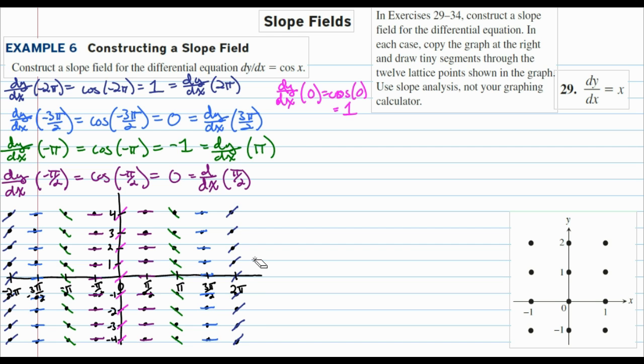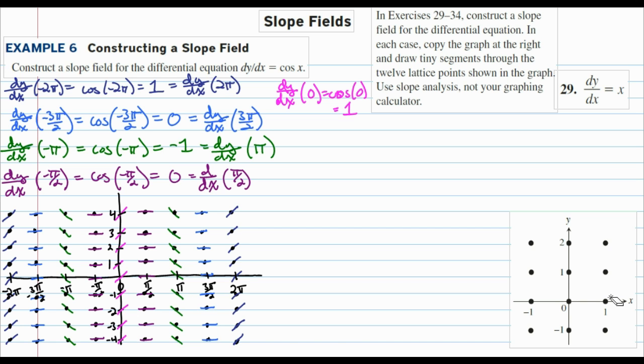Now try problem number 29. It says construct a slope field for the differential equation, and in each case copy the graph at the right and so on. Okay, we're going to do the same thing as example 6, but instead of making up our own slope field that's humongous, usually the problem will give you a window range that they want you to create your little slopes at. Alright, so first, again, the y coordinate doesn't matter, which makes this a lot easier.